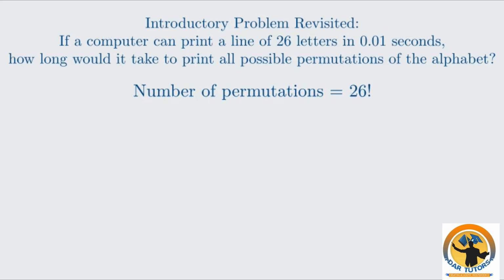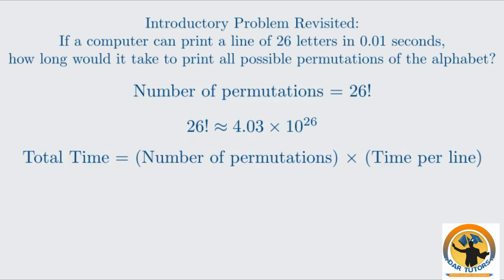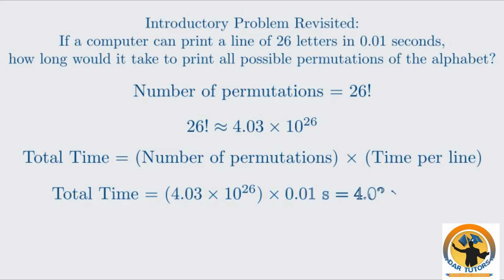This is a massive number. Let's use a calculator to find its approximate value. 26 factorial is approximately 4.03 times 10 to the power of 26. That's a 4 followed by 26 digits. Now, we need to calculate the total time. The computer prints one line in 0.01 seconds. So the total time is the number of permutations multiplied by the time per line. This gives us approximately 4.03 times 10 to the power of 24 seconds.